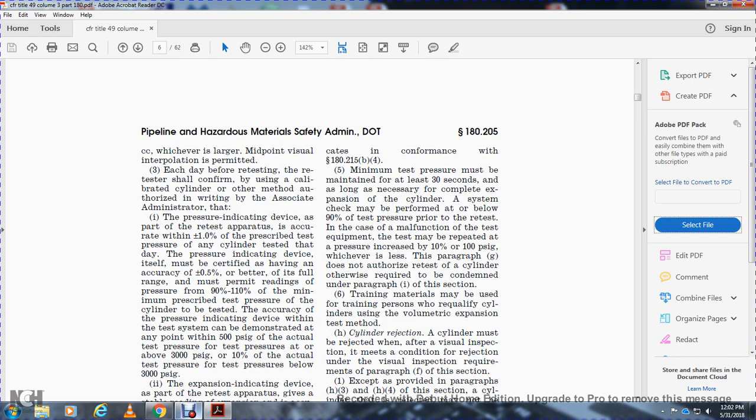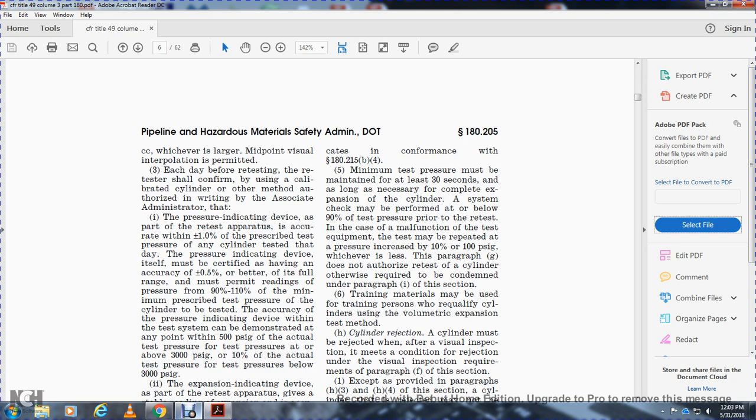Pressure must be maintained at least 30 seconds as long as necessary to complete with the expansion of the cylinder system. Check with the may be performed at below with 90% of the test pressure prior to the retest. In case of the malfunction for the test equipment, the test may be repeated. The pressure increased by 10% with a 100 psi gauge, with the less with the paragraph G that does not authorize the retest for the cylinder otherwise required within to be condemned on paragraph I of this section. Training materials may be used with the training person for the requalifying cylinders using the volumetric test system.